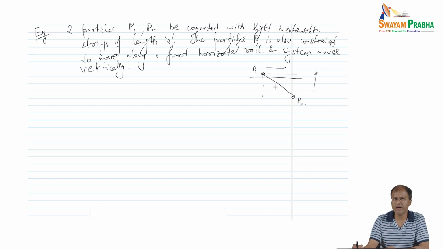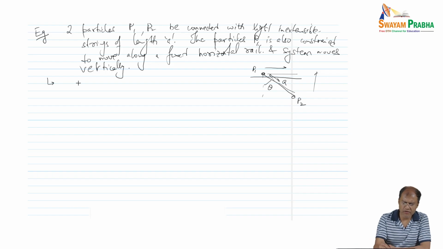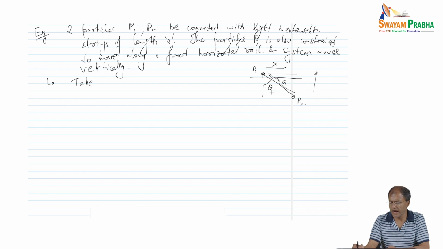In this setup, we can assume that the string remains taut and doesn't go slack, and the length of the string is given to be A. The second particle is then allowed to only move in the angular direction when the system moves vertically. Which means that we can take the horizontal displacement of the first particle and the angular displacement of the second particle, x comma theta, to be our generalized coordinates.